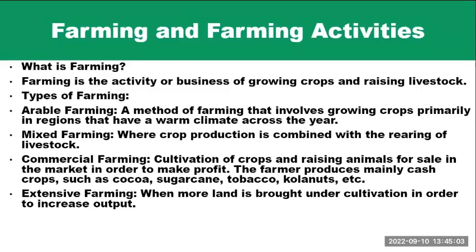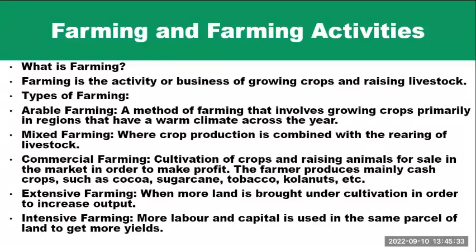Then we have extensive farming. This refers to when more land is brought under cultivation in order to increase output. So you keep increasing land, okay? More land is utilized, is cultivated, so extensive. To increase output, then you increase the land, okay?